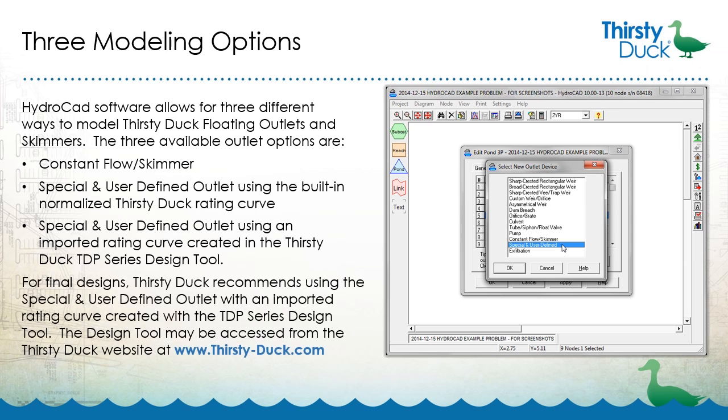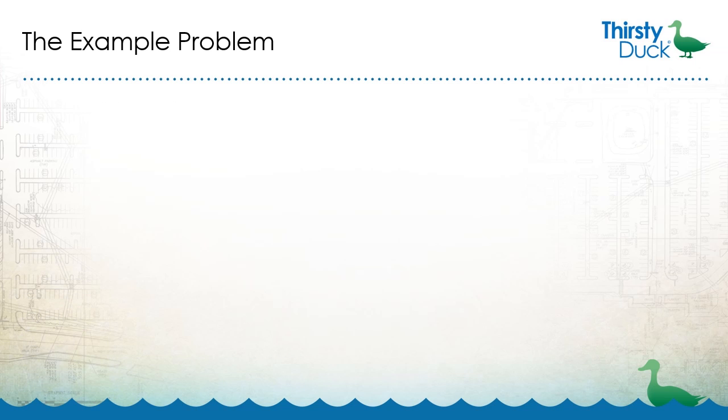For final designs, Thirsty Duck recommends using the special user-defined outlet with an imported rating curve created with the TDP series design tool. The design tool may be accessed from the Thirsty Duck website at www.thirsty-duck.com. In this tutorial, we will analyse an underground stormwater detention system designed for the following hydrologic characteristics.